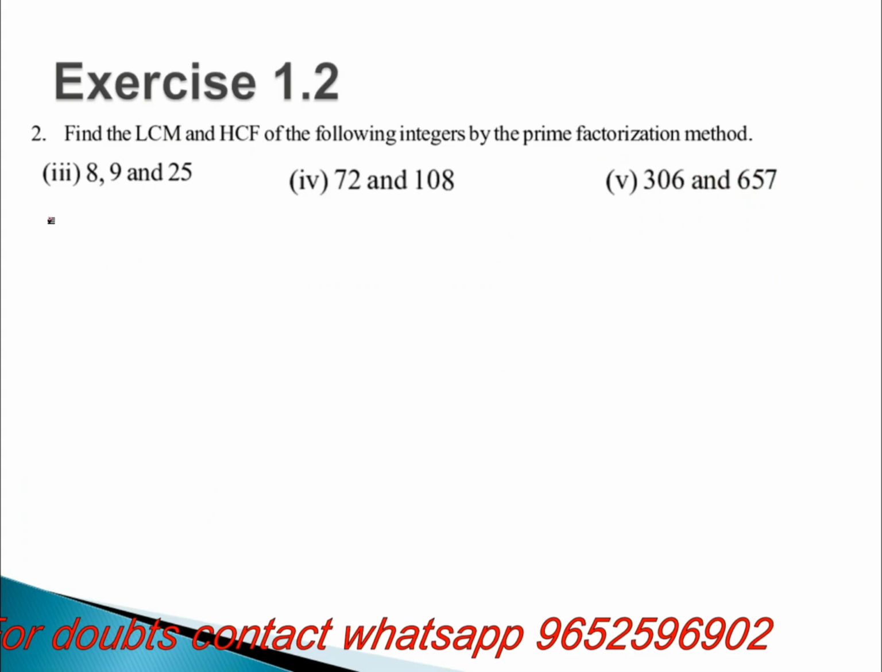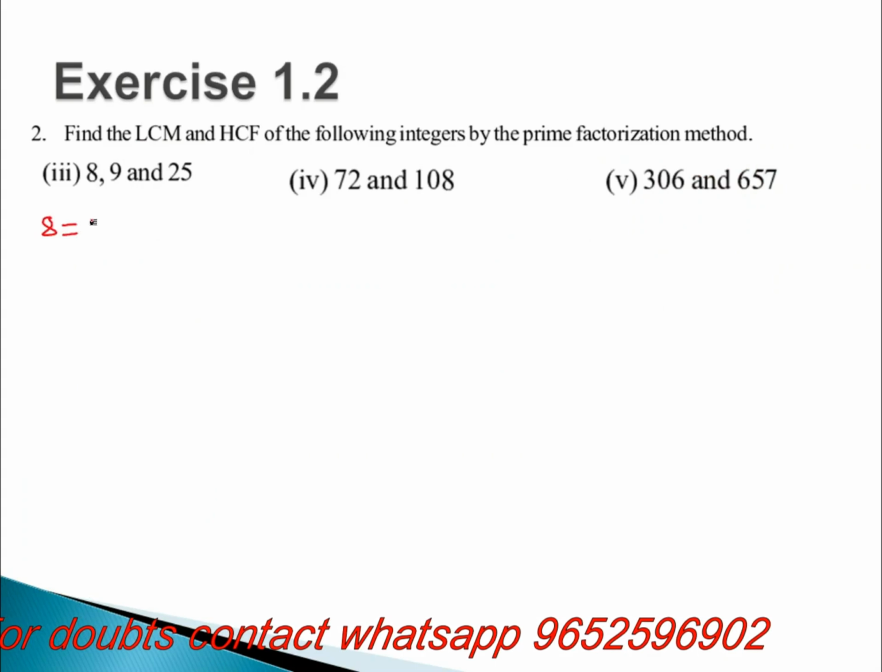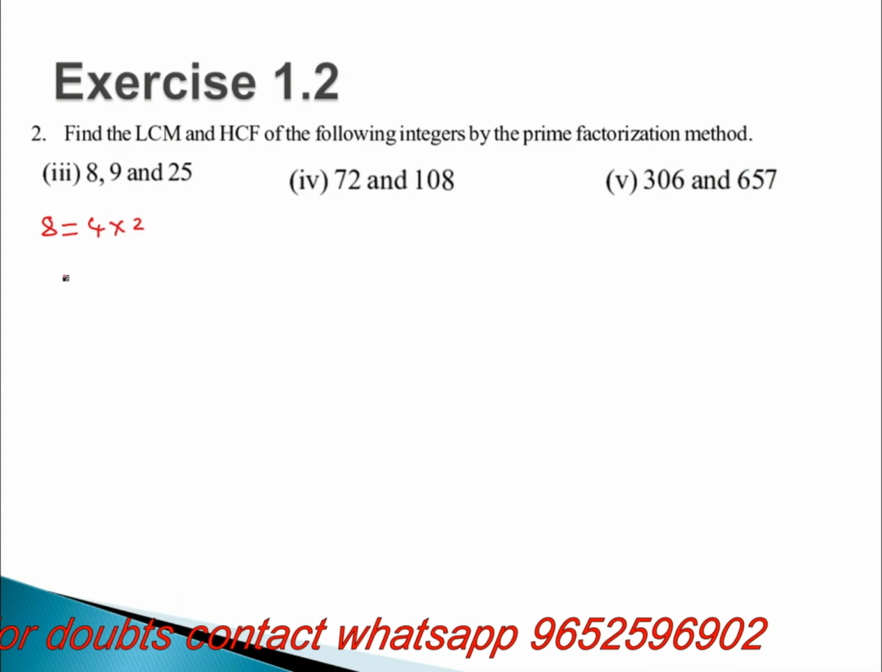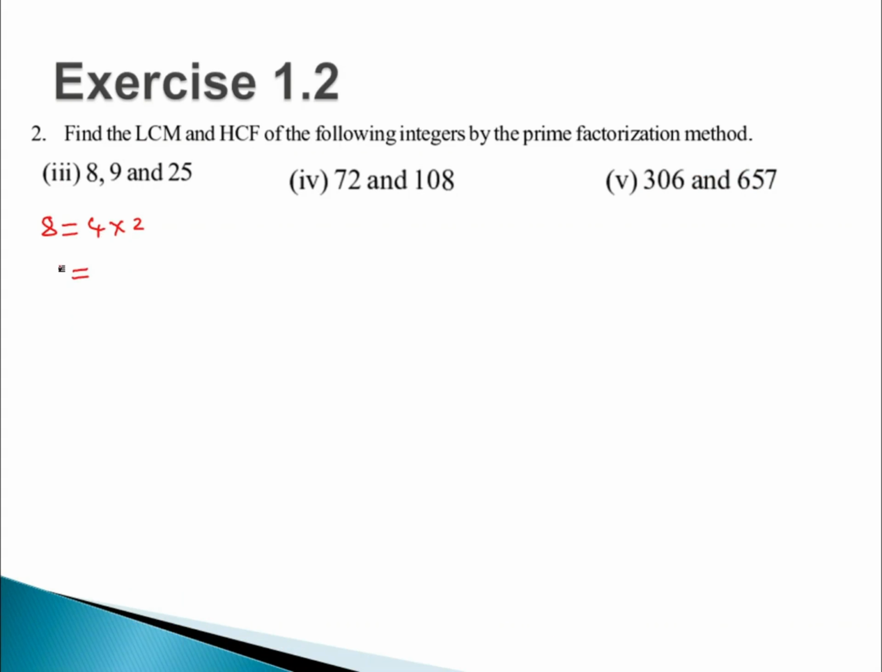Now, how to write 8? 8 can be written as 4 into 2, isn't it? So eventually, I can write this one as 2 into 2 into 2. Okay. So the next term is 9. 9 can be written as 3 into 3. Next is 25. 25 is written as 5 into 5.